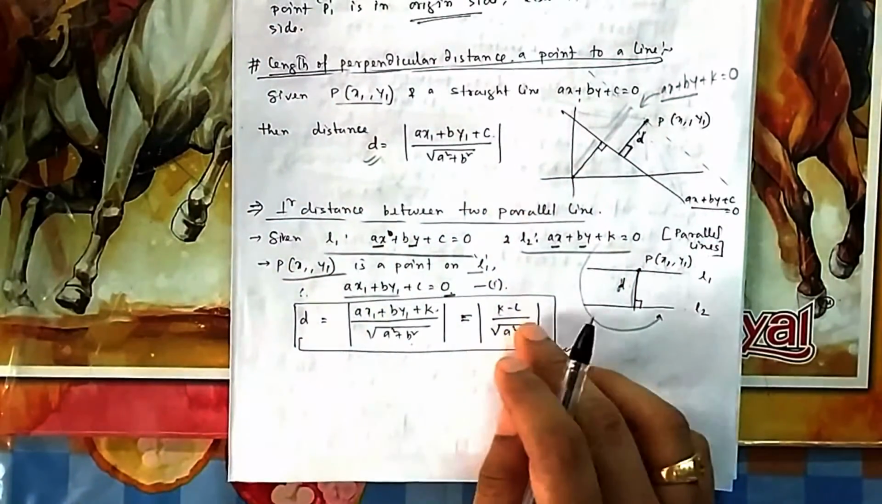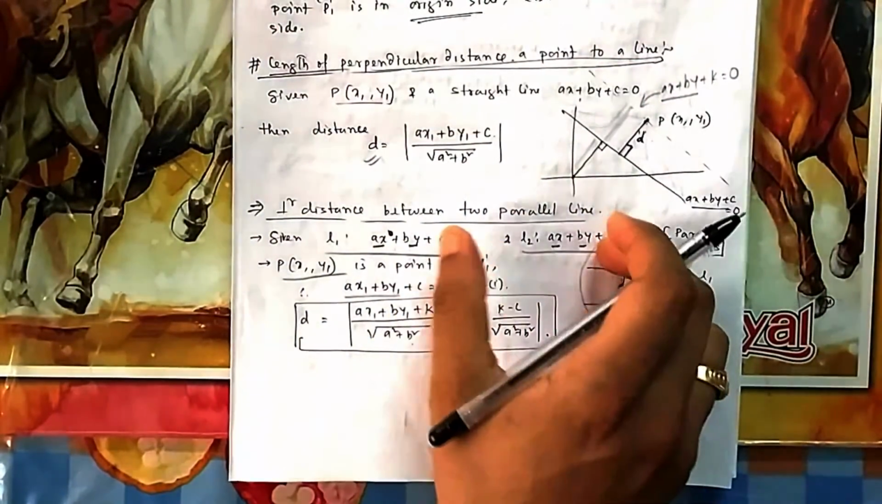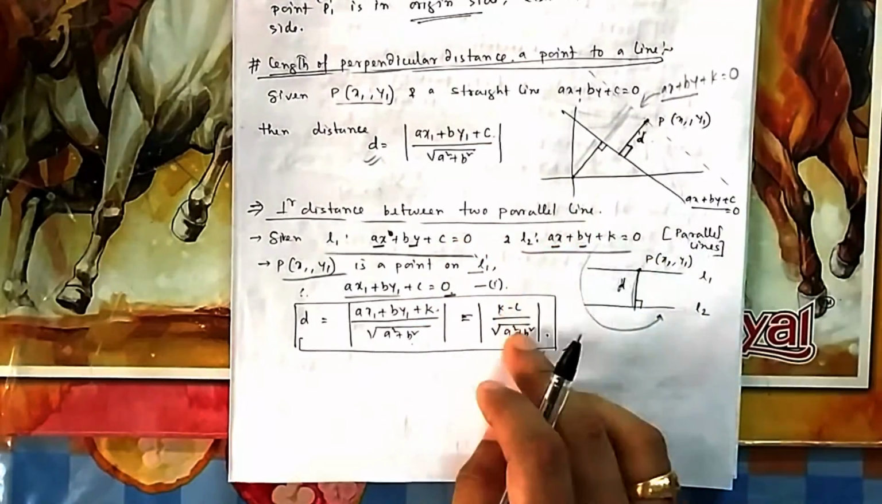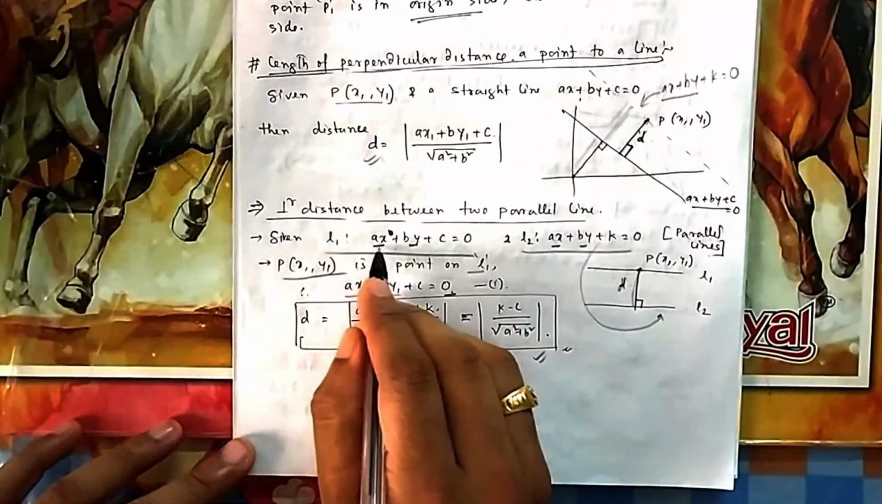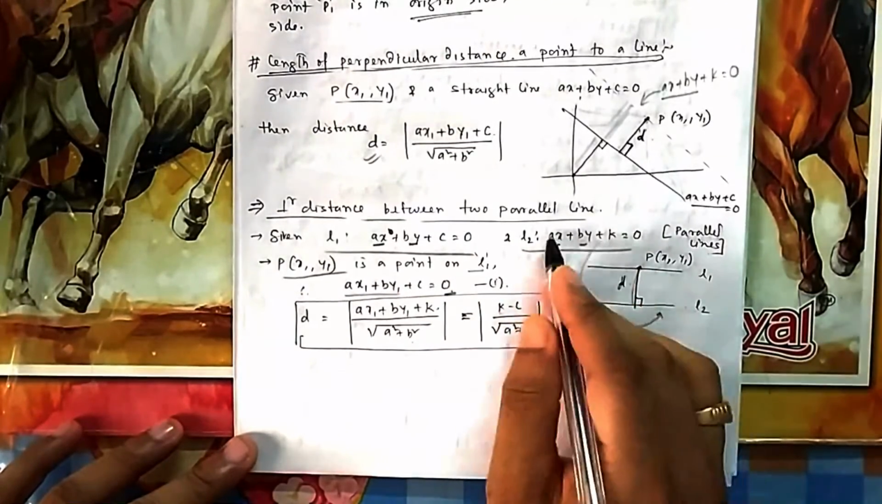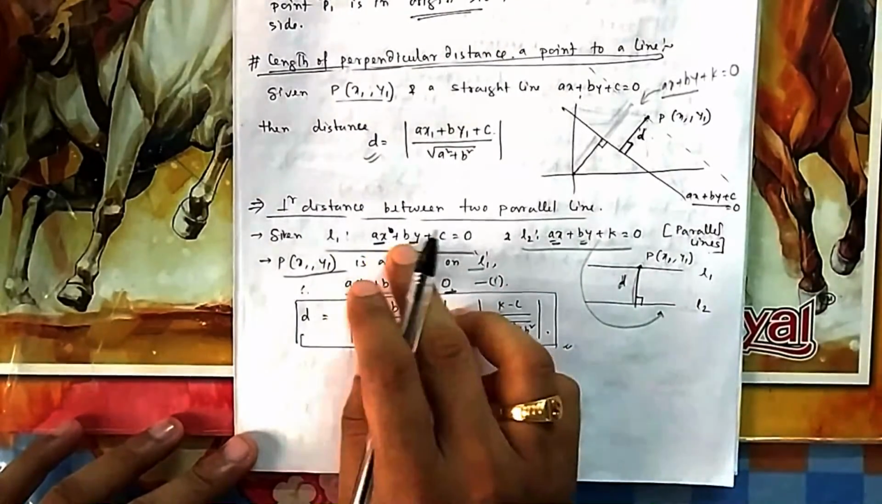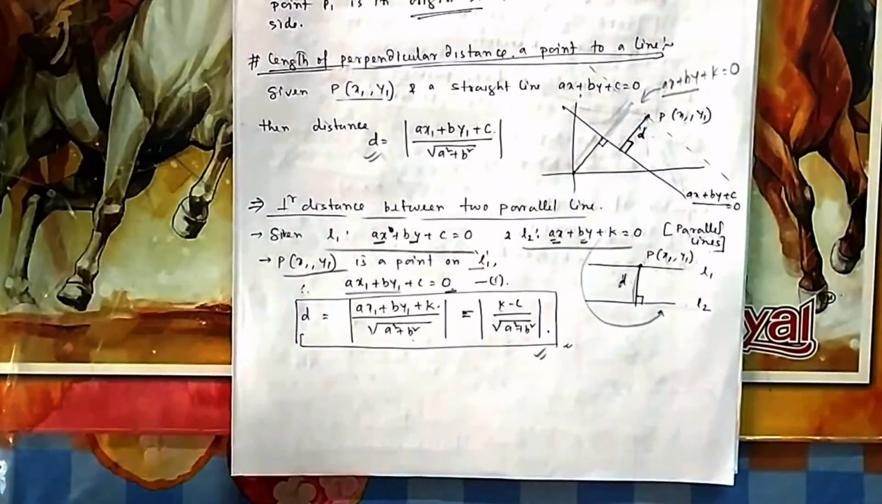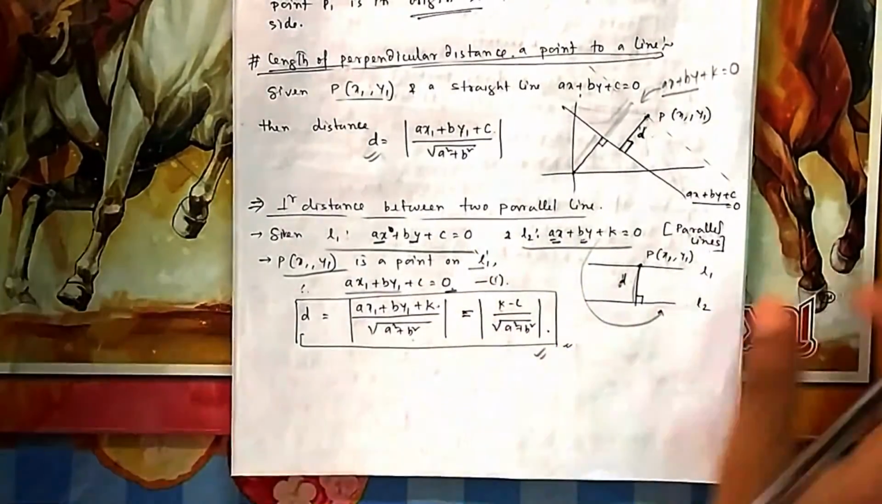So this is the additional formula, that is, the difference between the constants divided by under root of the sum of squares of the coefficients. But provided the coefficients are the same. It should not be that if you multiply by 2 it will also give you the same. The coefficients of x and y should be exactly the same. So that we will see while solving problems.